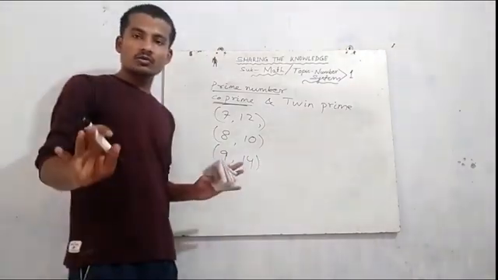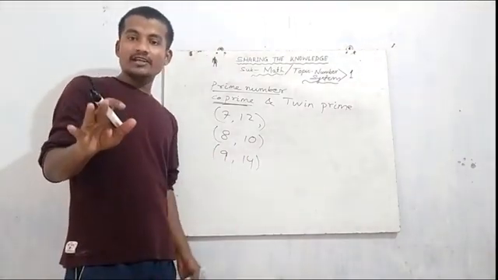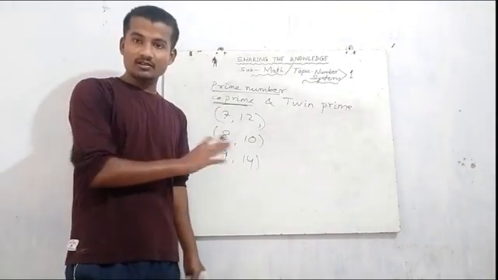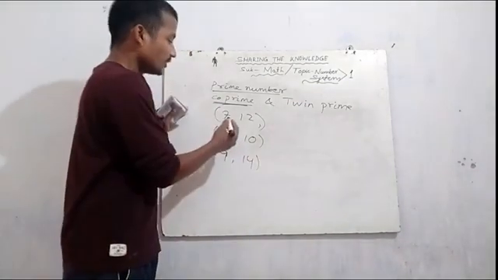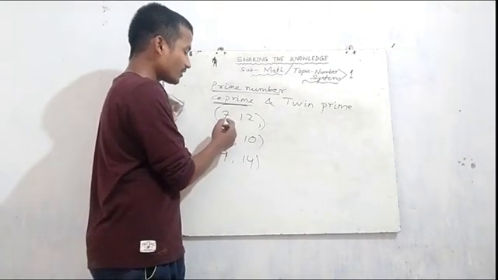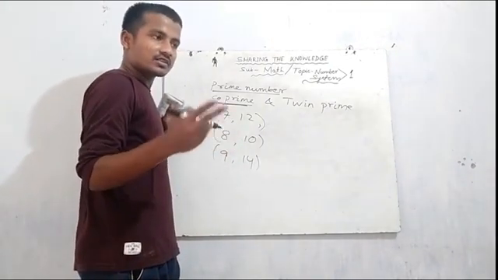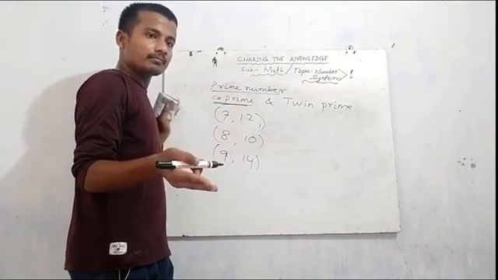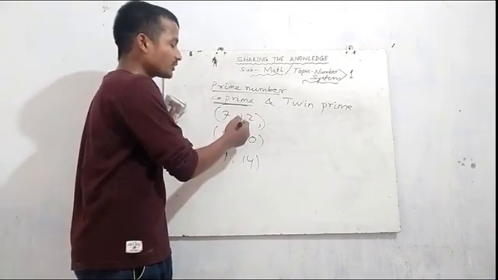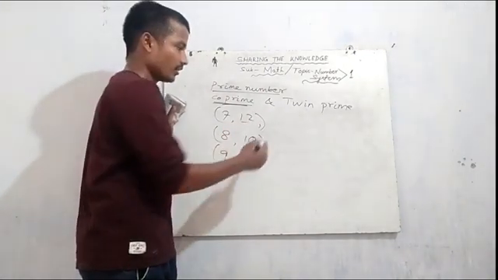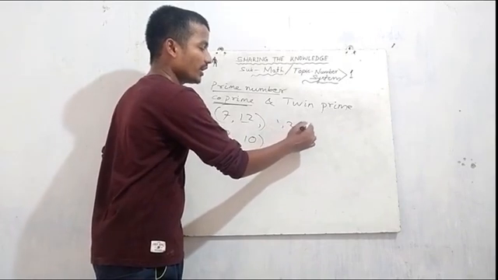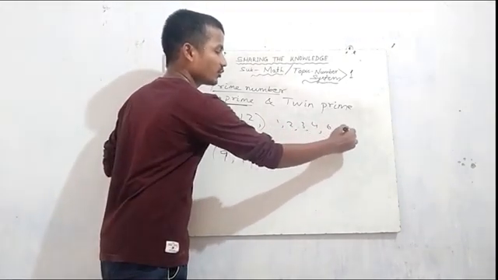Okay, first you pause this video and write your answer, then match your answer with my answer. So 7 and 12: how many factors of 7 are there? Only 2 factors, 7 and 1. Okay, how many factors of 12 are there? 1, 2, 3, 4, 6 and 12.